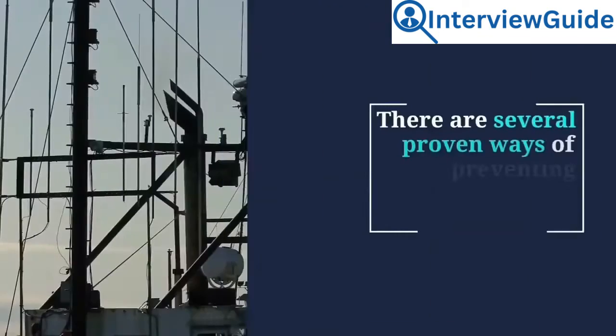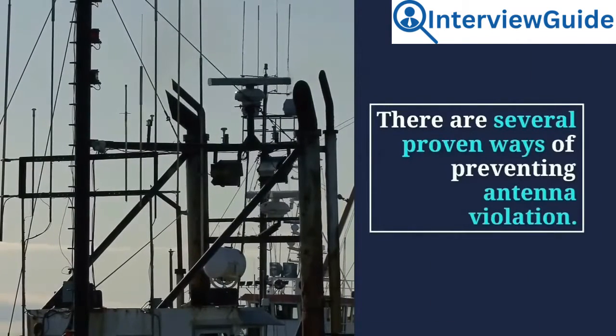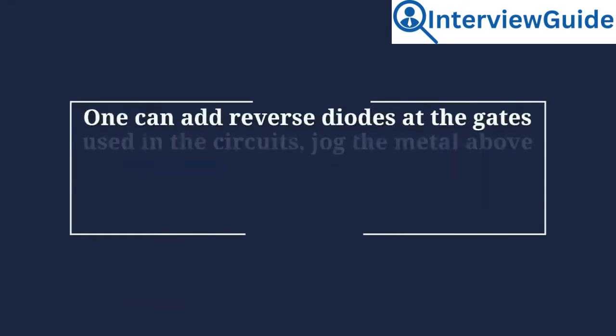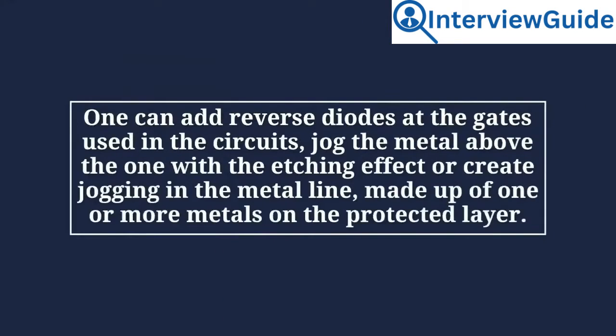Sample answer. There are several proven ways of preventing antenna violation. One can add reverse diodes at the gates used in the circuits, jog the metal above the one with the etching effect, or create jogging in the metal line, made up of one or more metals on the protected layer.